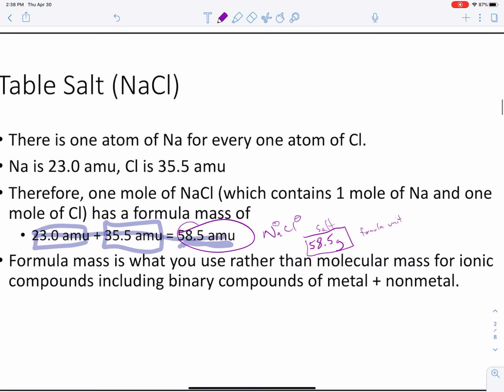For sodium chloride, because it's a formula unit, this 58.5 is its formula mass. So for things that have a positive and a negative charge, because those electrons are kind of stripped from one and added to another, those are formula units. So this right here is a formula unit, and the mass that it has is its formula mass.